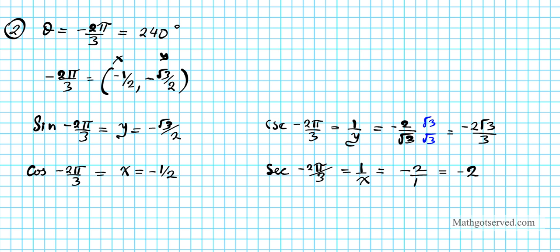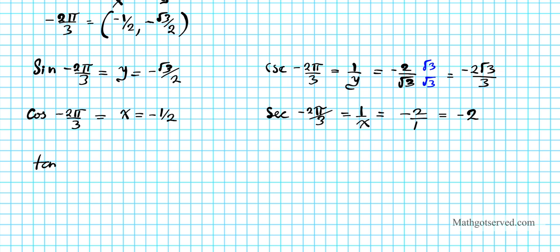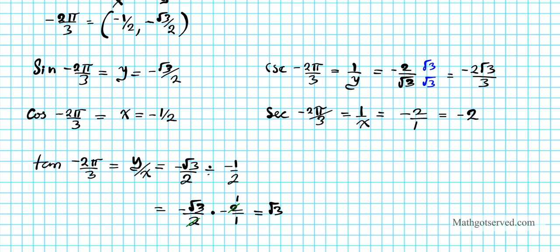All right. Now moving along, we have tan. Tan of negative 2 pi over 3 is y over x. Okay. So y is negative root 3 over 2 divided by x, which is negative 1/2. All right. So what we're going to do is multiply the first by the reciprocal of the second. So we'll have negative root 3 over 2 times negative 2 over 1. I'm going to divide out the 2's. The 2's divide out, and multiply across, you end up with a 1 here, with root 3.